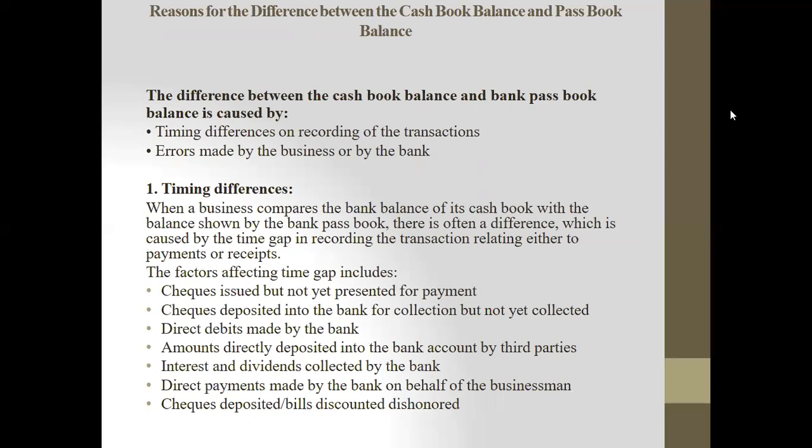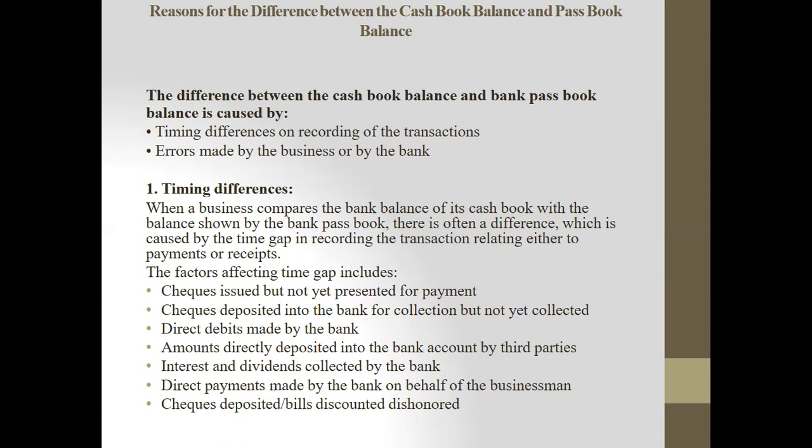Now we will discuss the reasons for the difference between the cash book balance and the passbook balance. The difference between the cash book balance and the bank passbook balance is caused by timing differences in recording the transactions. Each transaction takes a different time to be recorded. That's why we get differing values: in one book we get the details and in the other book we are not getting the details yet. The second reason is errors made by the business or by the bank.